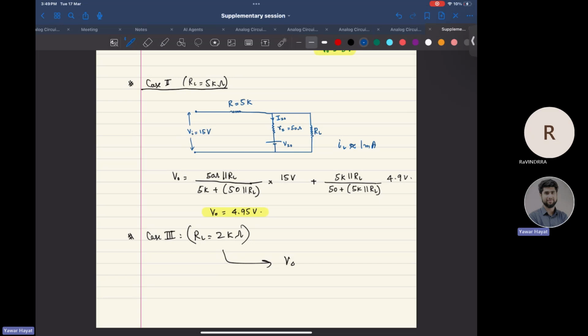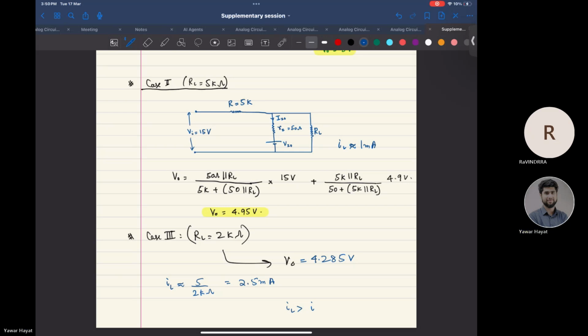Likewise for RL equal to 2 kilo ohm, the V output that you'll get would be 4.285 volts, and the IL would be approximately 5 by 2K, that is 2.5 milliamps. Now this IL is greater than IZ, so again the Zener diode will be in off condition.